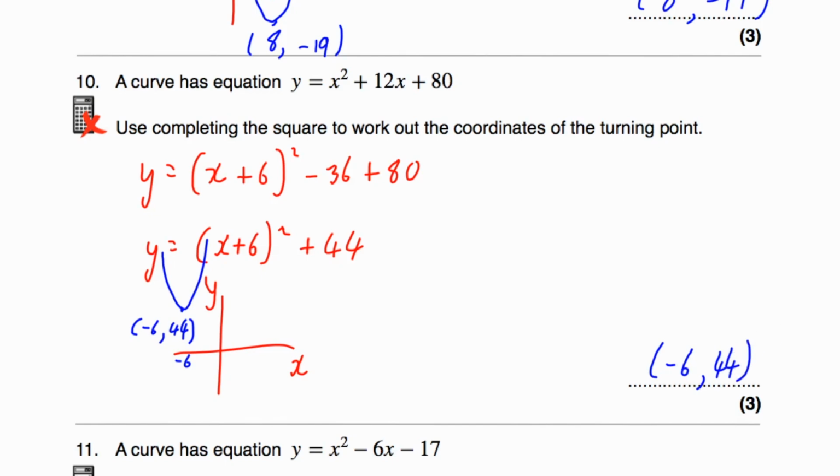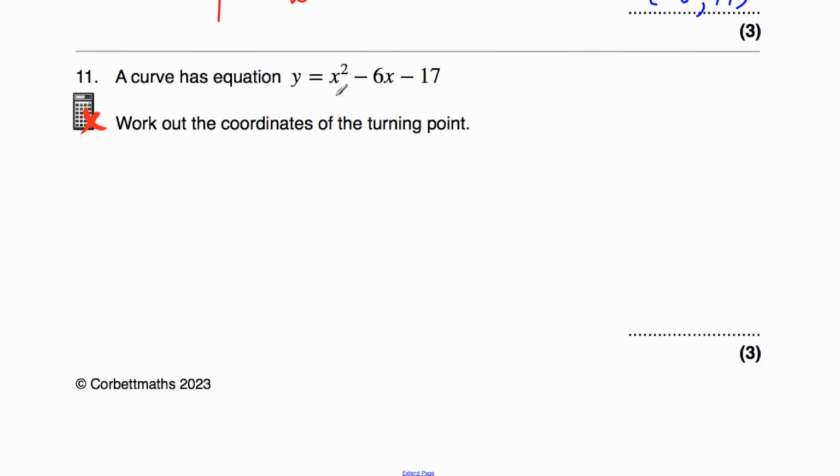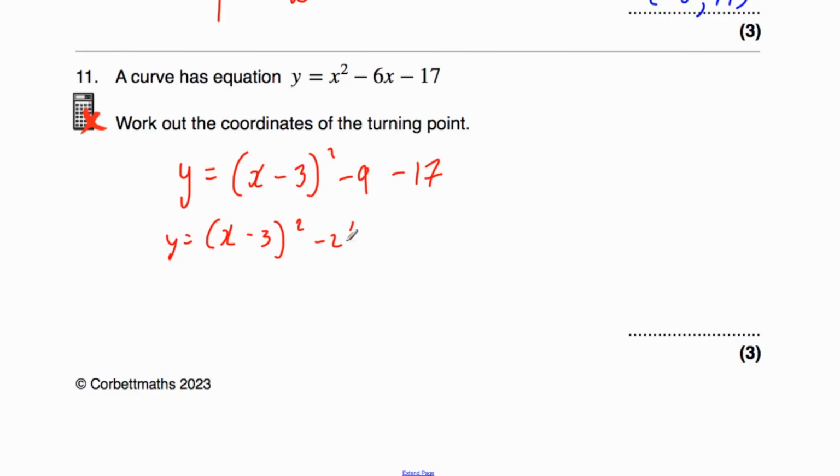Okay, let's have a look at question number 11. So question number 11 says y equals x squared minus 6x minus 17, and we'll work out the coordinates of the turning point. So again, let's do completing the square. y equals, and then we've got x, and then half of minus 6 would be minus 3, close bracket squared. We're going to take away this squared, so minus 3 squared is 9, so take away 9, and then we've got minus 17. So it's going to be y equals x minus 3, close bracket squared, and then minus 9, take away 17 would be minus 26.